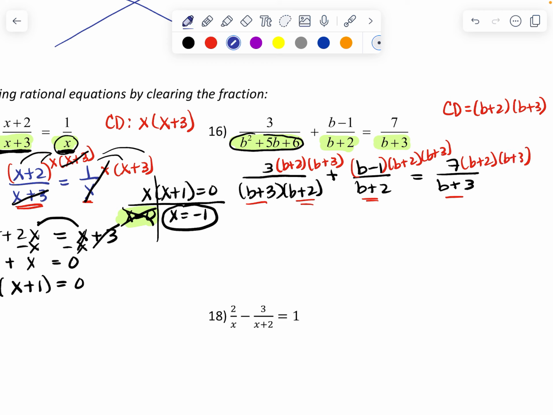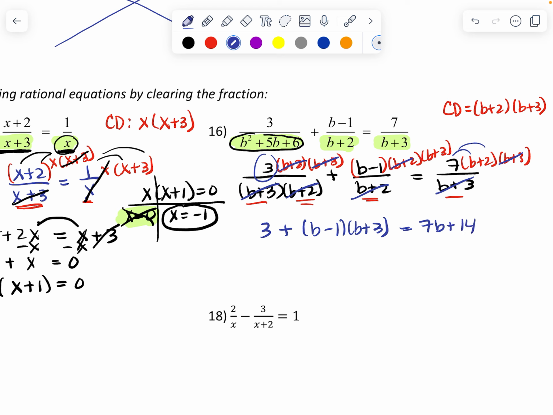All right, let's see what we can cancel out. So the b plus 3 goes away, the b plus 2 goes away, leaving me with just a 3. Then plus, the b plus 2 goes away, leaving me with a b minus 1 times b plus 3. I'm going to have to FOIL that out. This one's kind of gross. The b plus 3's cancel out, leaving me with a 7b plus 14.